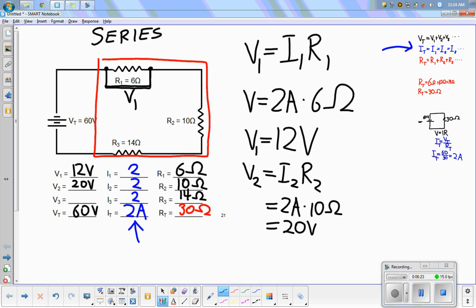And for the final voltage 3, we can either do V3 equals I3 times R3 again, or we could just subtract 20 and 12 from 60, giving us a voltage of about 28. We can also double check that. V3 is going to be current 3, that's 2, times resistance 3, that's 14, and that's 28 volts. So there we go. We've now solved all unknowns in this series circuit. Let's move on to parallel circuits next.